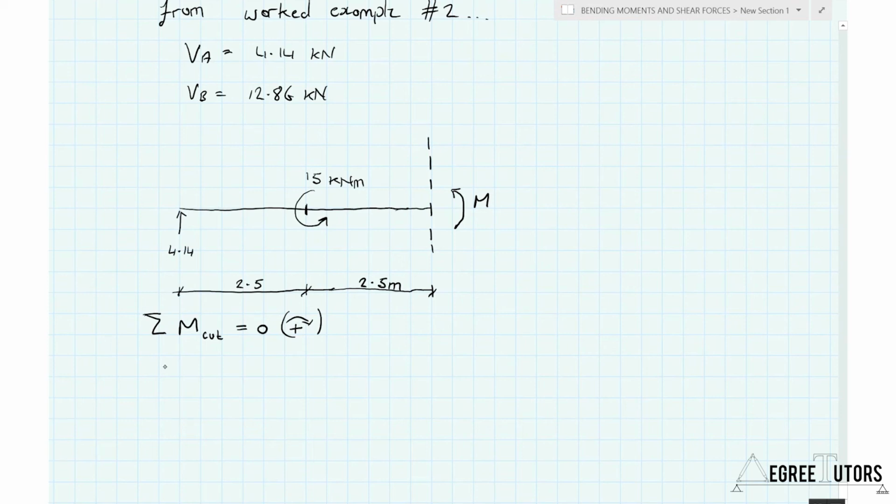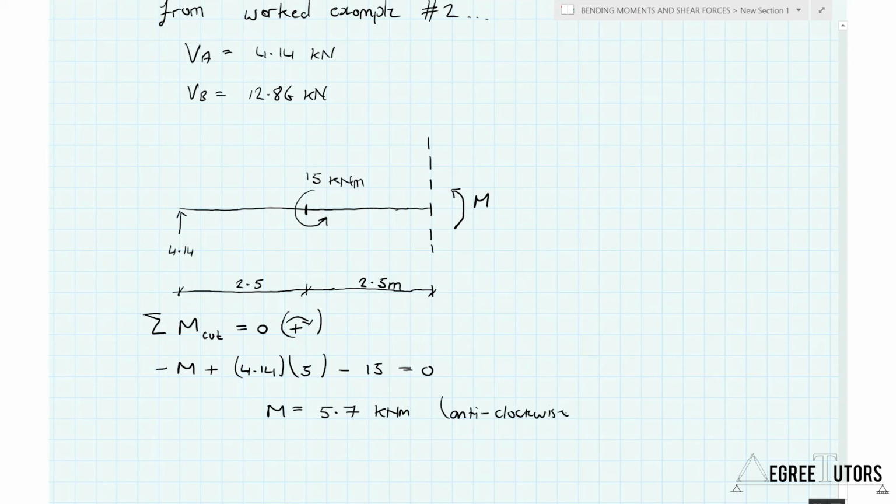So, taking the sum of the moments, we have the moment M, which according to a static sign convention is negative because it's anti-clockwise. We're going to add to that the moment effect of our reaction, which is 4.14 times its lever arm, which is 5 meters, minus 15 kilonewton meters. And that all has to equal 0. So the only unknown is M, so we can solve for M being equal to 5.7 kilonewton meters, and it's anti-clockwise in the direction shown.